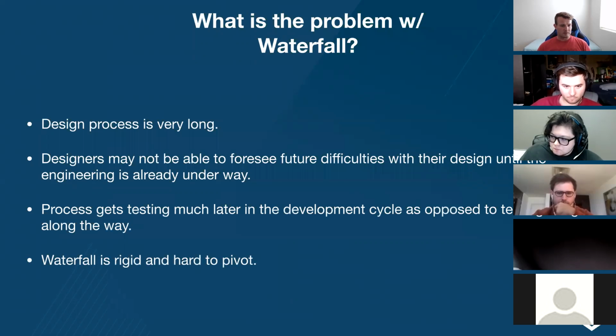And then, as we discussed a couple slides ago, waterfall is very rigid and hard to pivot. So what does pivot mean? When you pivot, it means that you change the requirements and kind of go a different direction. So if you're using the waterfall methodology, it's very hard to change directions with your software and make new decisions based on new data that you receive.